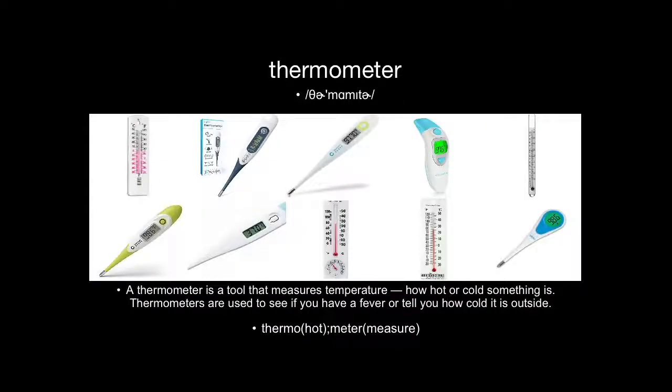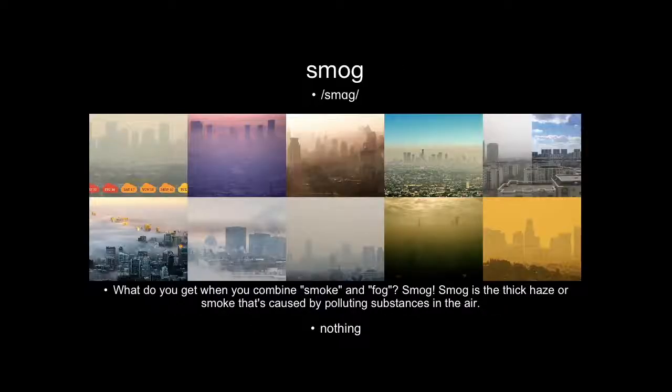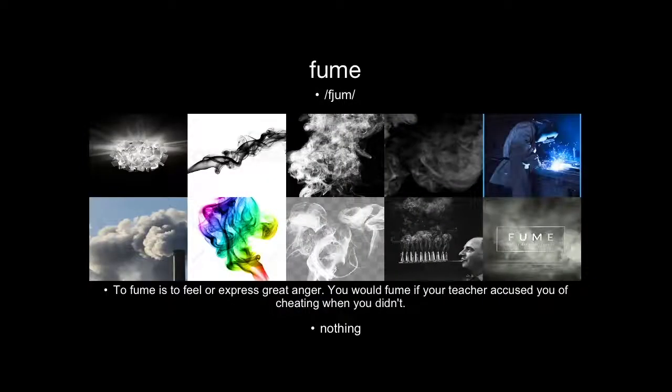Thermometer. A thermometer is a tool that measures temperature, how hot or cold something is. Thermometers are used to see if you have a fever or tell you how cold it is outside. Smog. What do you get when you combine smoke and fog? Smog is the thick haze or smoke that's caused by polluting substances in the air. Fume. To fume is to feel or express great anger. You would fume if your teacher accused you of cheating when you didn't do that.